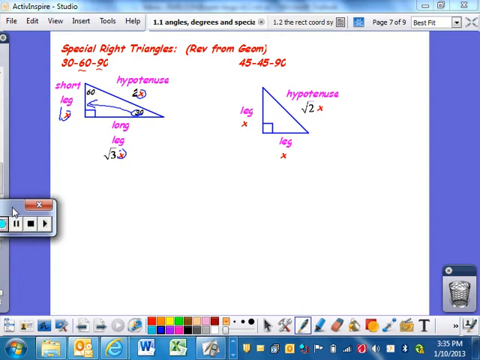So the short leg is x. The hypotenuse is twice as much as the short leg. And then the long leg is square root of 3 times as much as the short leg. Okay, whereas a 45, 45, 90, you have the two legs that will be exactly the same. And then the hypotenuse is going to be square root of 2 times more than those two legs.